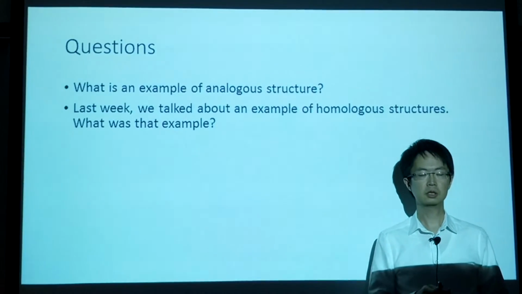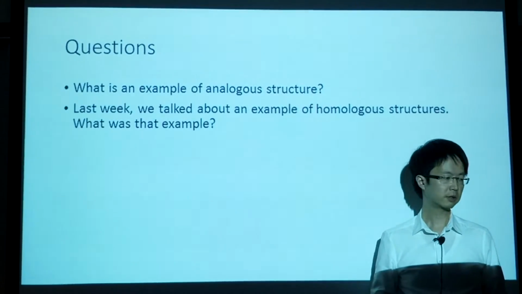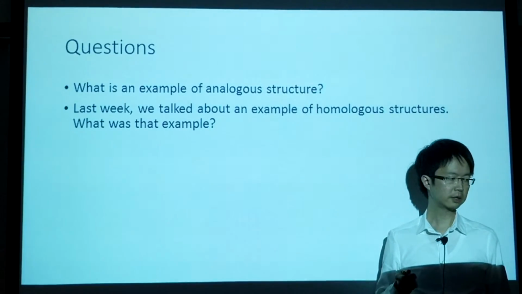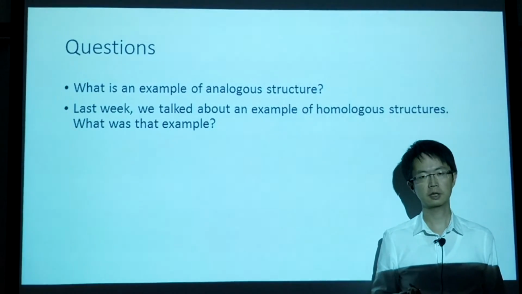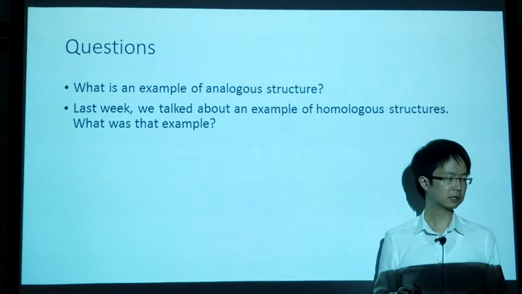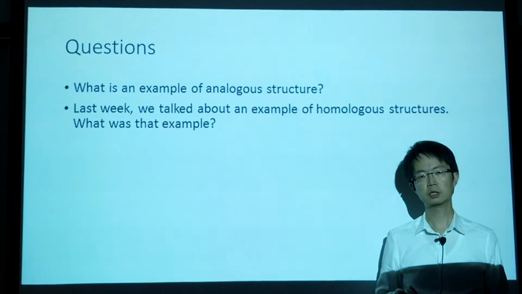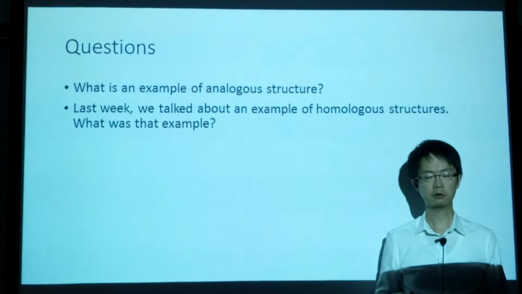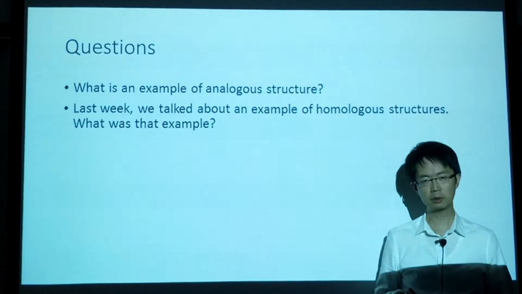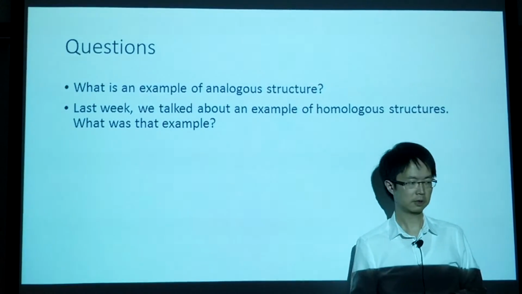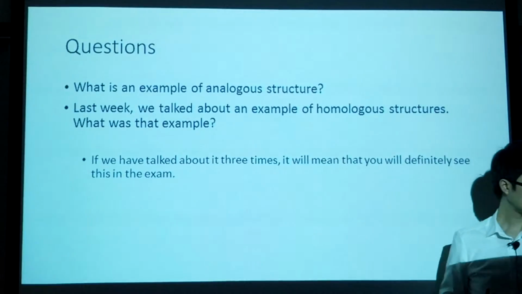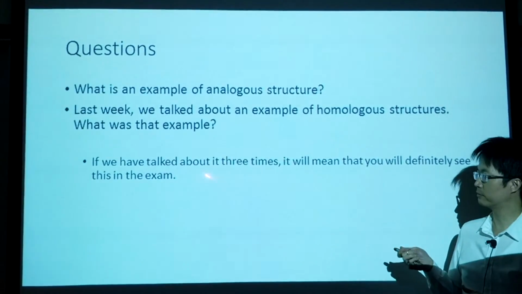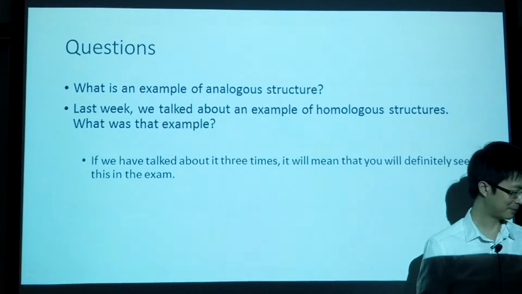So the answer to the two questions is very simple. An example of analogous structure will be the wings of the bird and the wings of the insects. And the example of homologous structure will be the forearm of the mammals. You can compare the forearm of a human being with the forearm of the dog, of a whale, and of a bat. Well, since we talked about it three times, that means you'll see this in the exam.